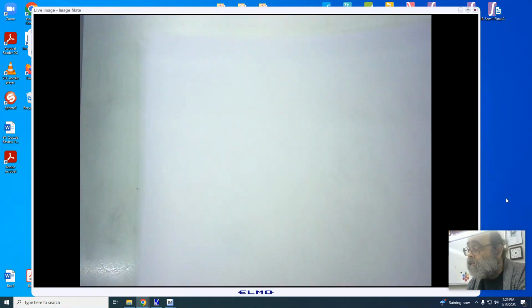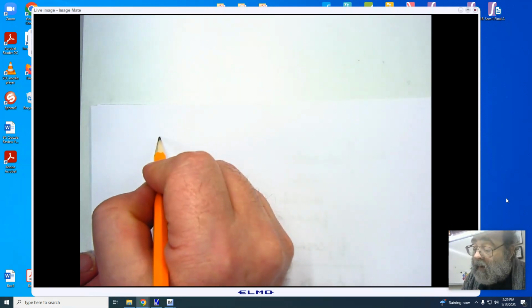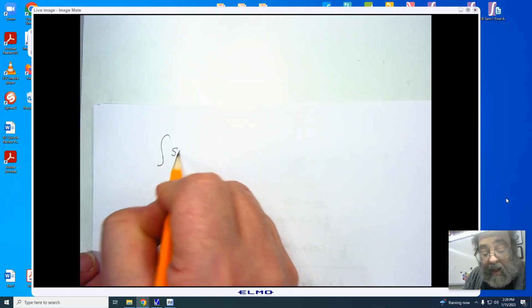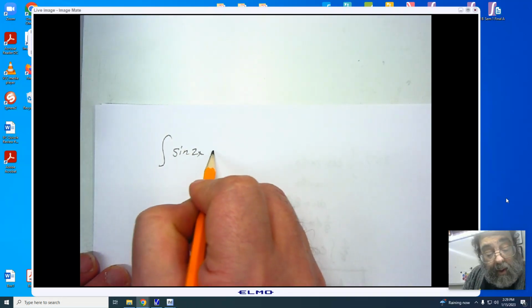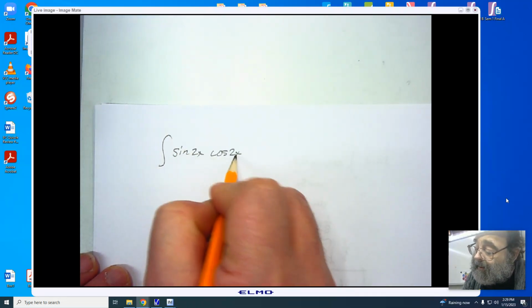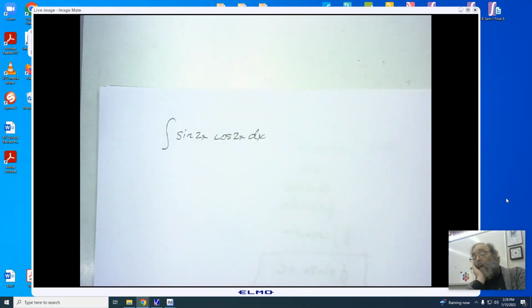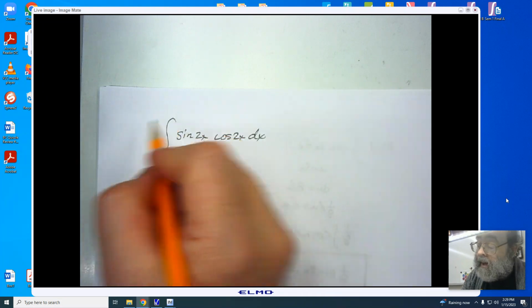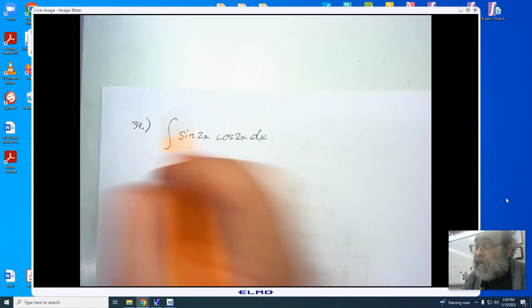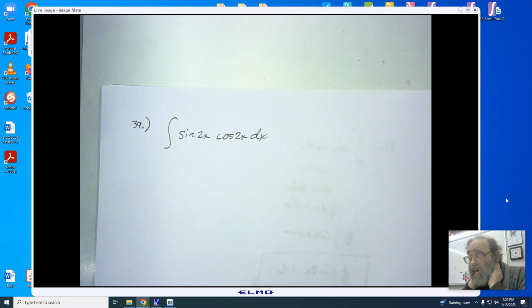Continuing. 39. Alrighty. So if I have the integration of sine of 2x cosine 2x dx, I've got something happening here. Once again, this is our number 39. And I'm looking at it saying, oh my, what am I going to do? But I have a sine and a cosine. I know that the derivative of sine is cosine.